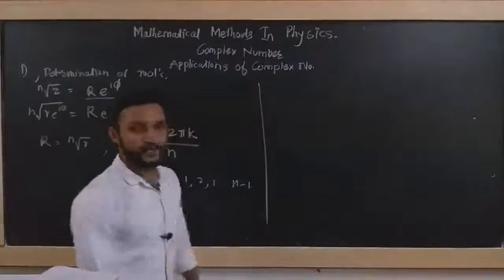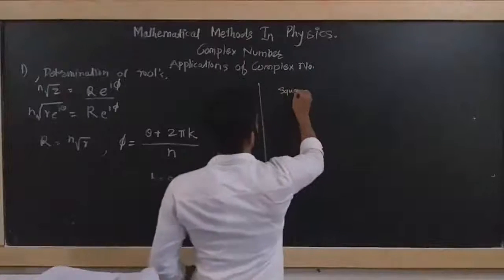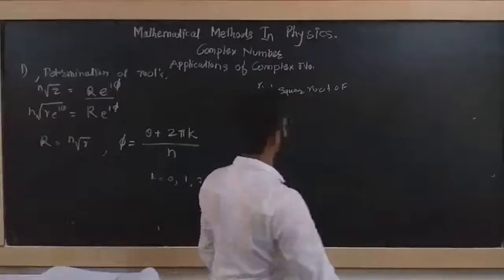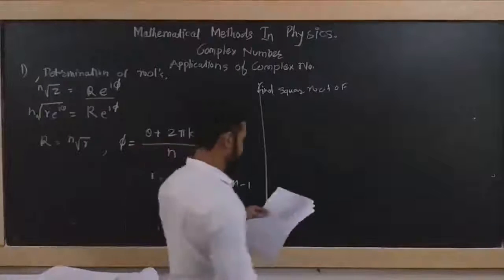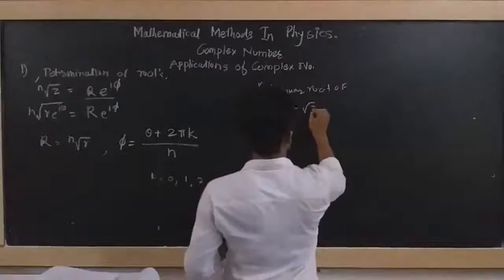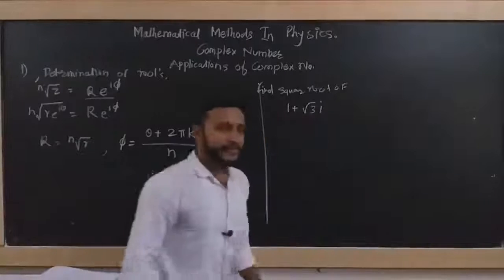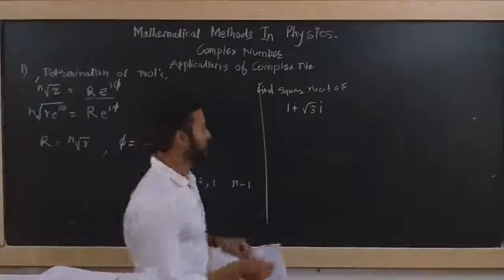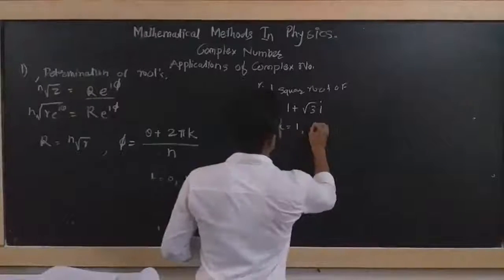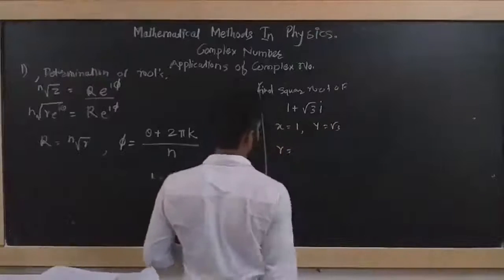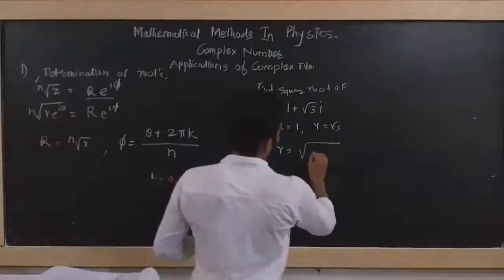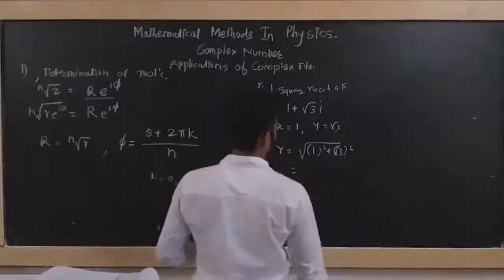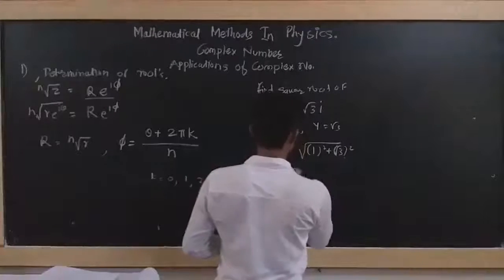So the problem is to find the square root of 1 plus root 3 i. Whenever we want to find out the roots of a complex number, just simply transfer it into exponential form. So we need to find out x and y here. What is r? r is under root 1 square plus root 3 square. So r is equal to 2.